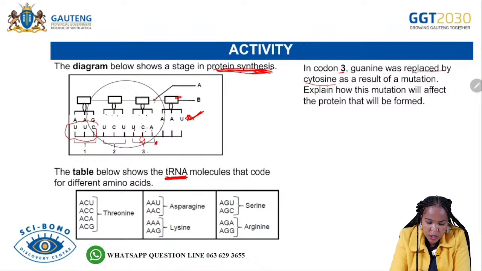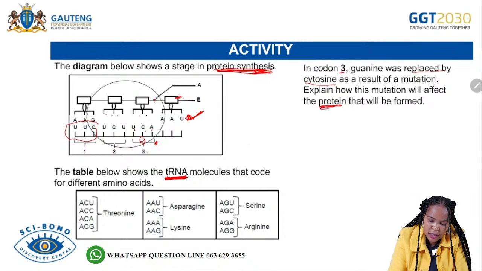So what type of mutation occurred there? You must know. It is gene mutation because it is the change in the sequence of the nitrogenous bases. So you see now these are the nitrogenous bases. You must see the sequence was supposed to be UGA, but now the sequence is UCA. Right. Explain how this mutation will affect the protein that will be formed. So the protein, these are the proteins. So how will this change affect the protein?